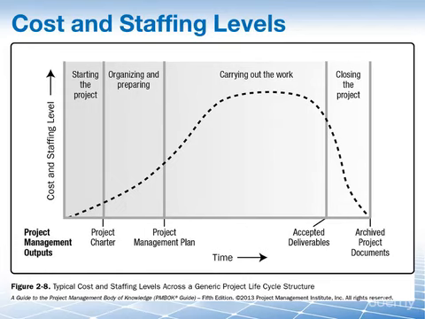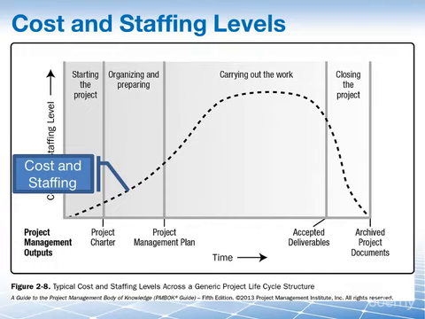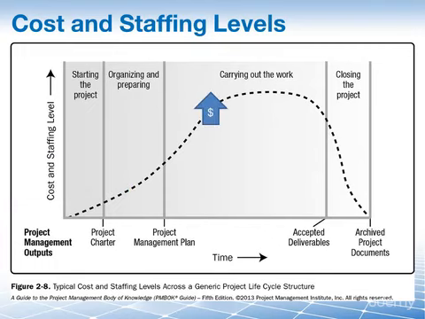Cost and staffing levels are usually low at the beginning of the project, since you are only starting the project. Then later on, these levels will peak as the work is being performed. And then these cost and staffing levels will go down again when you are closing the project. This staffing curve is different, obviously, in projects that require a significant investment in resources at the very beginning of the project.